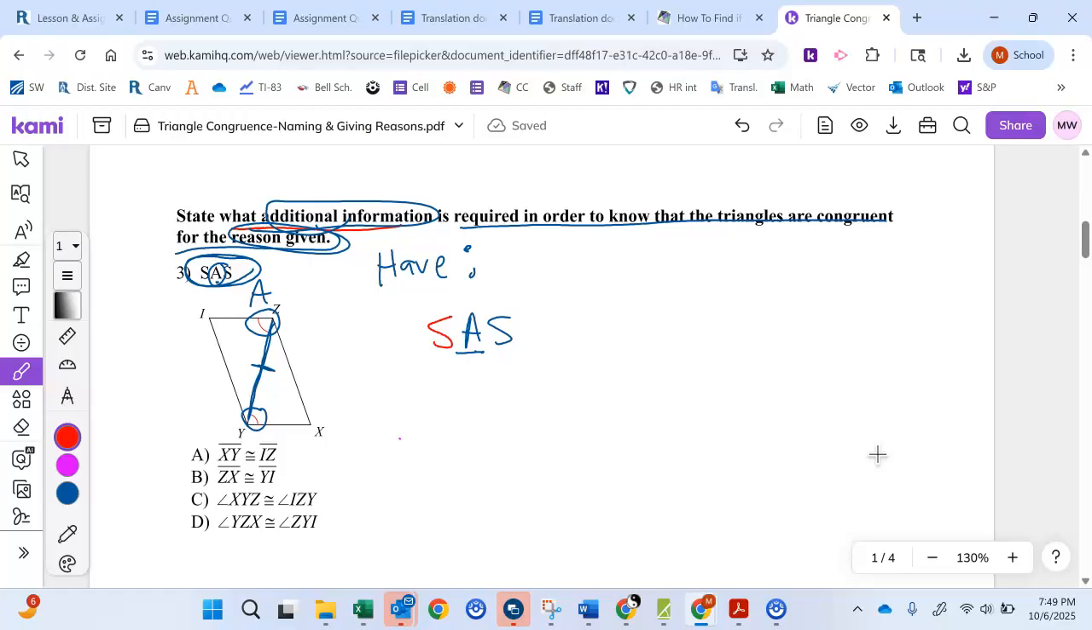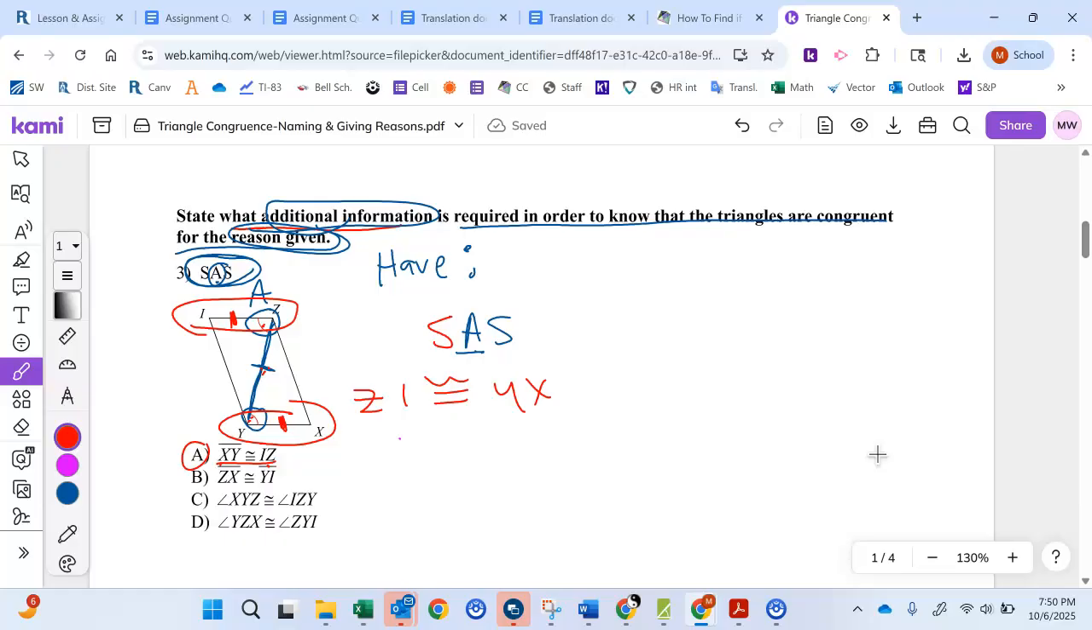So basically we got this side here, this angle. So we need this side to be the same as, let's see, side, angle, side. So these two would have to be the same. That tells us that the side right here is these two. So what is that? That's ZI, so we need ZI and YX. These need to be the same. If we have that, then they're congruent. So is there a ZI? That would be this one, XY. That's A. But let's look at the others.